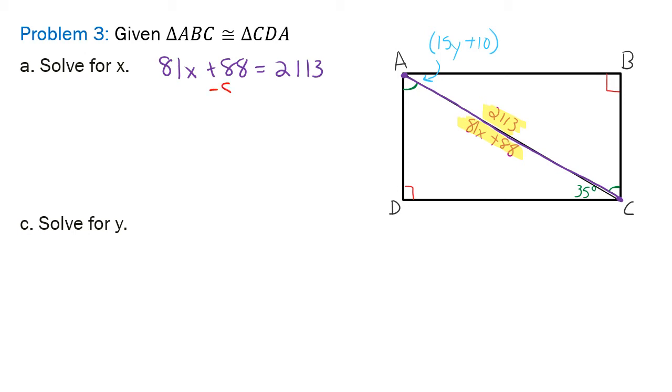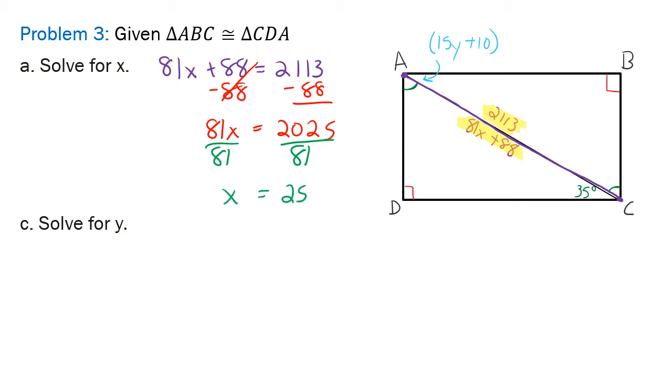You just minus the 88 over. So you have 2113 minus 88, and you're going to get 2025. From there, you can go ahead and divide both sides by 81, and you're going to get 25 for the x. Solving for y.